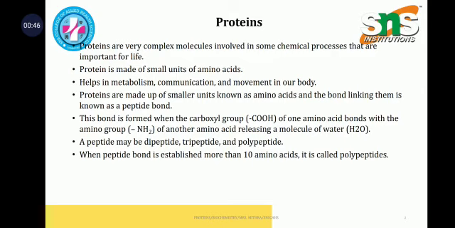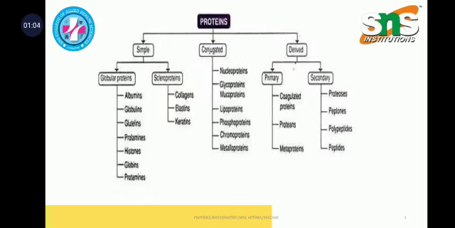So a peptide may be a dipeptide, tripeptide or polypeptide, where di is composed of 2 units and tri is composed of 3 units, whereas a polypeptide is composed of more than 10 amino acids. Coming to the classification, proteins are classified into simple, conjugated and derived.